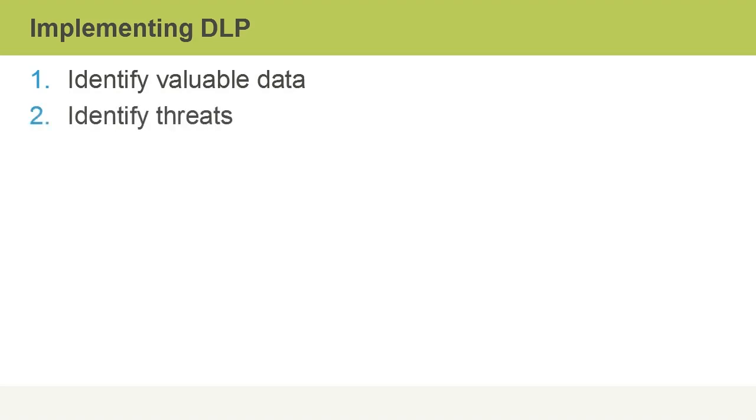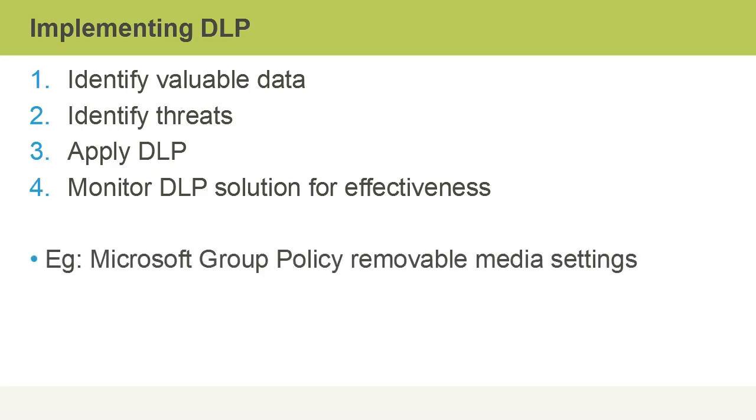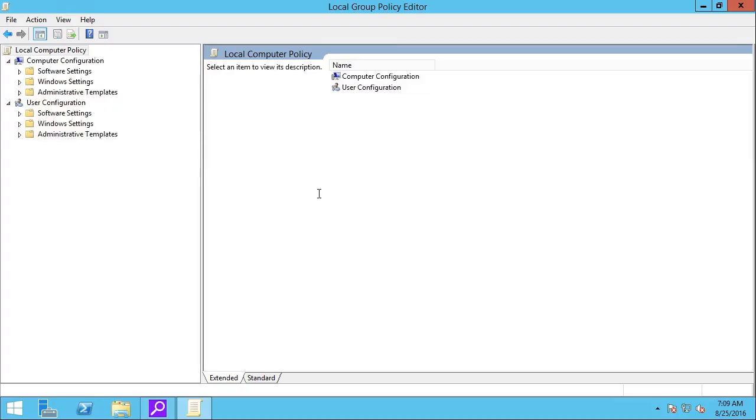To implement data loss prevention, the first thing we do is identify the data that needs to be protected. We then identify threats against the data and then apply our DLP solution. As with all security controls, we need to monitor our DLP solution as an ongoing task for effectiveness. Now, examples of this include things like Microsoft's group policy settings, where we can control removable media. Here in the group policy editor, whether we're editing local group policy, which we are here, or in Active Directory, we can control access to data being written to or read from USB devices.